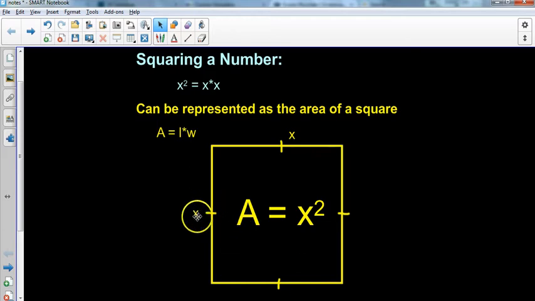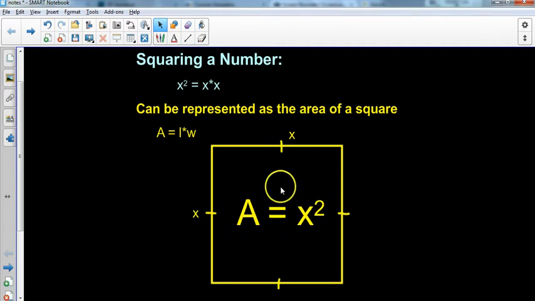So the area of this, when you take your length times your width, we're really taking x times x, or x squared. With my students, that's why we even call it squaring a number, because you're basically thinking of a number as a side length and you're constructing a square based off of that number. So when we square something, we're actually finding the area of a square.